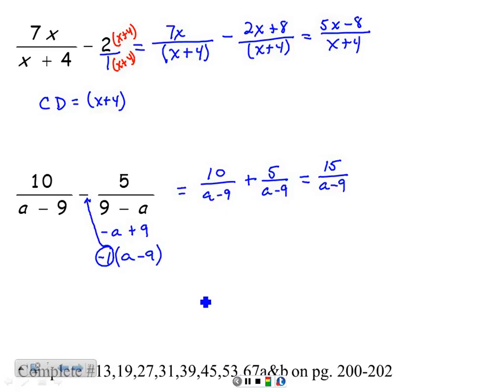Alright, so I want you to try these numbers on page 200 and 202. This is difficult, so it will take some practice. Finding that common denominator is probably going to be a very difficult thing, so make sure you practice these. And if you have any questions, just bring them into class and I'll be more than happy to answer them.